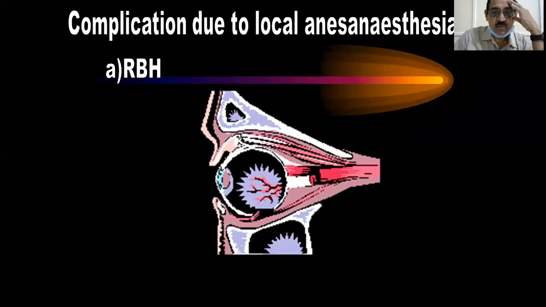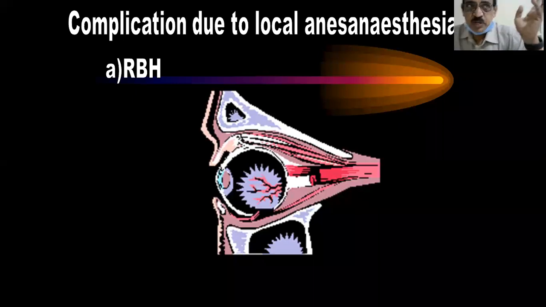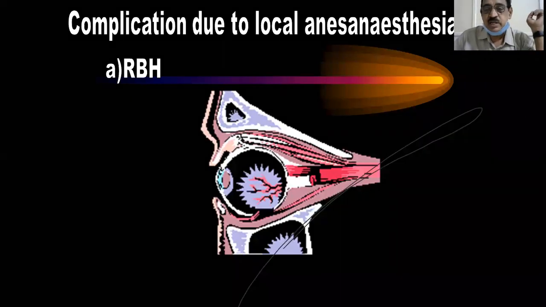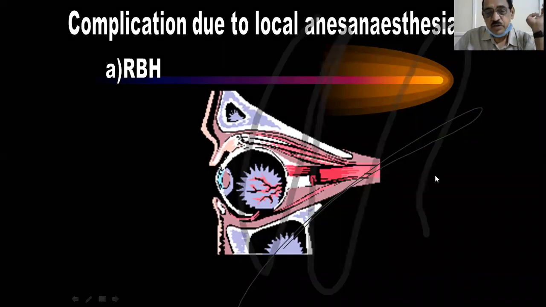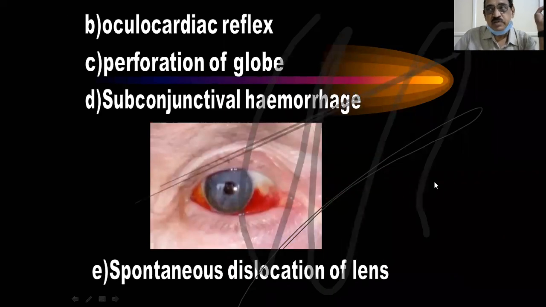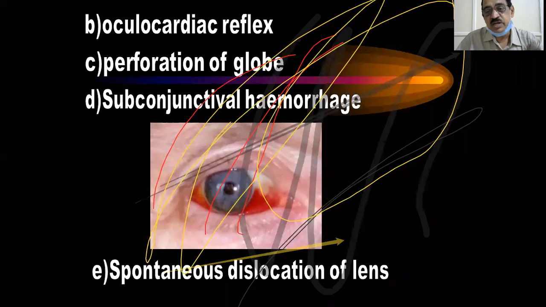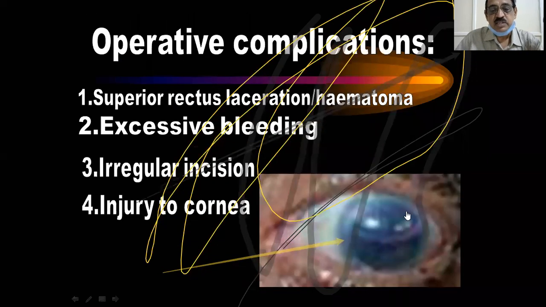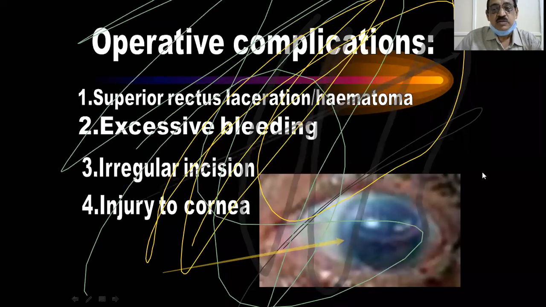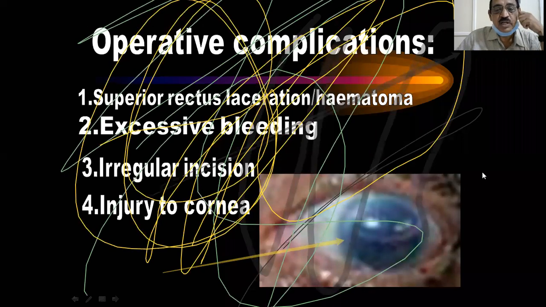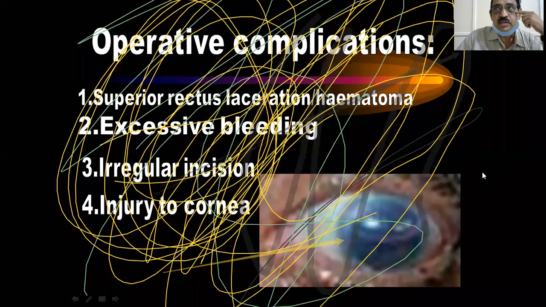And this is a retrobulbar haemorrhage, which can occur as a complication of retrobulbar anesthesia in cataract surgery. Nowadays we are not giving retrobulbar anesthesia, it's only peribulbar anesthesia. And oculocardiac reflex, perforation of the globe, subconjunctival hemorrhages, spontaneous dislocation of the lens, all these are common complications of the anesthesia. And during the surgery, there can be superior rectus laceration and hematoma, excessive bleeding.